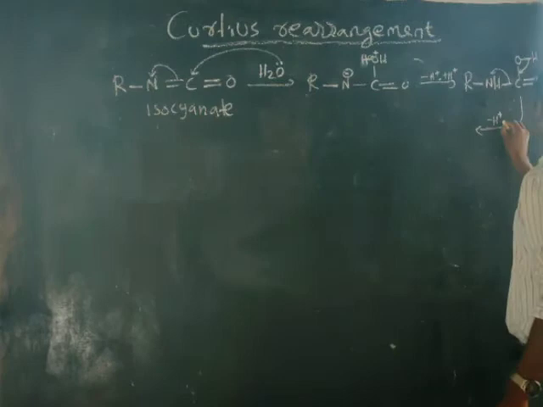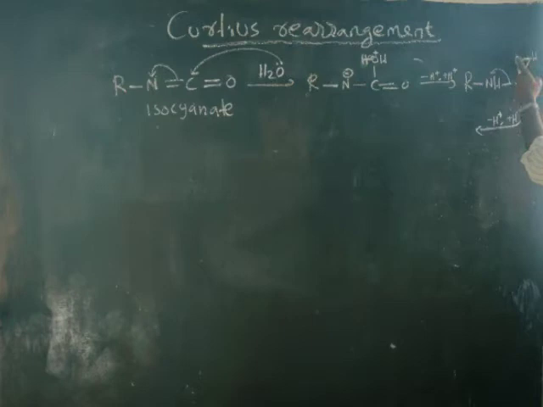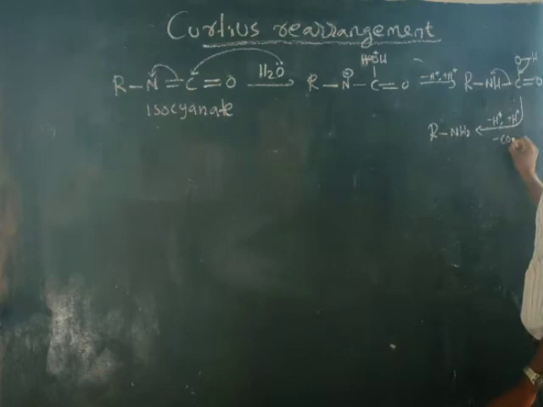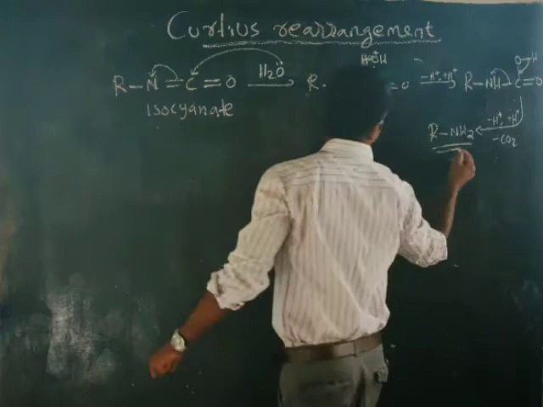Minus H plus means here it is a deprotonation, the bond is breaking from hydrogen and it is shifting to here, so H plus is removed. That H plus is taken by the negatively charged nitrogen, because this bond is breaking and moving to nitrogen. Nitrogen is being negatively charged, therefore this proton will be taken by this nitrogen and we get RNH2, minus what will be eliminated, CO2. So isocyanate is important for the preparation of amine, primary amine. This is one use of isocyanate.